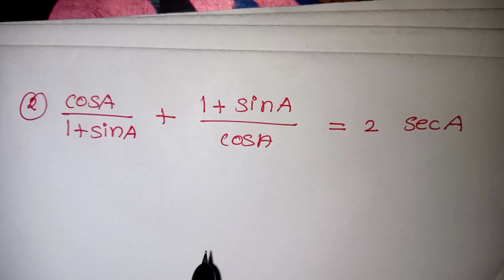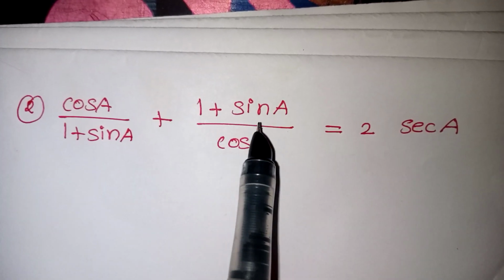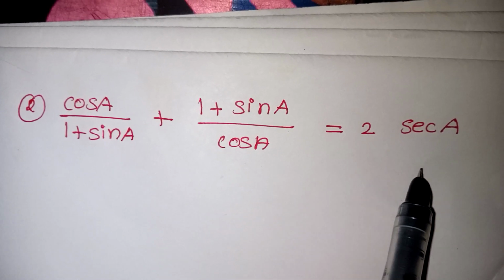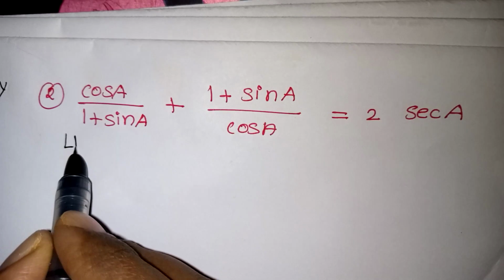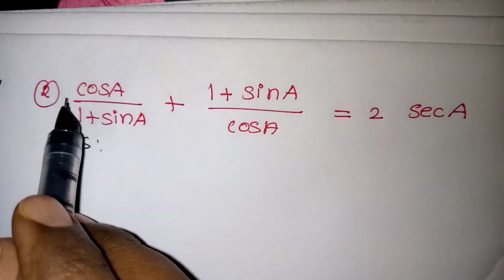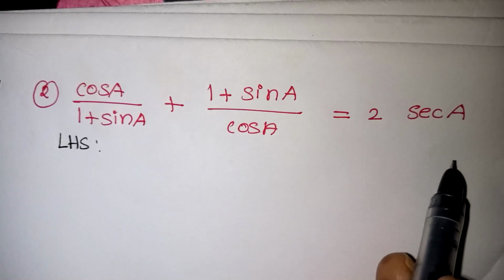So this is your second problem. cos A by 1 plus sin A, plus (1 plus sin A) by cos A, is equal to 2 secant A. We need to prove it, it's an important problem. So I am going to take the LHS side first. I need to prove 2 secant A, I need to bring that as my answer.